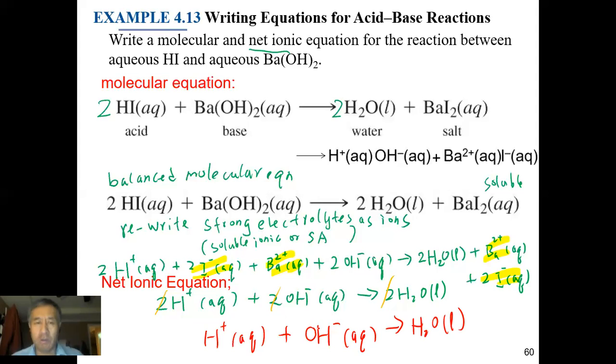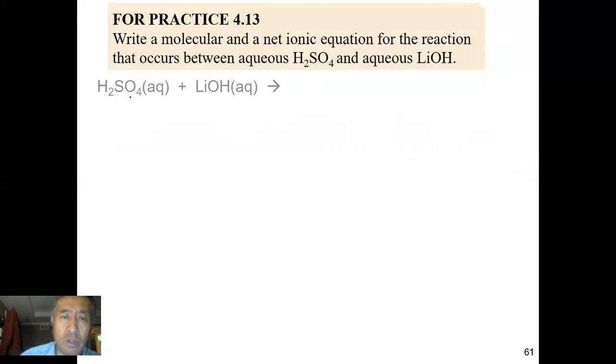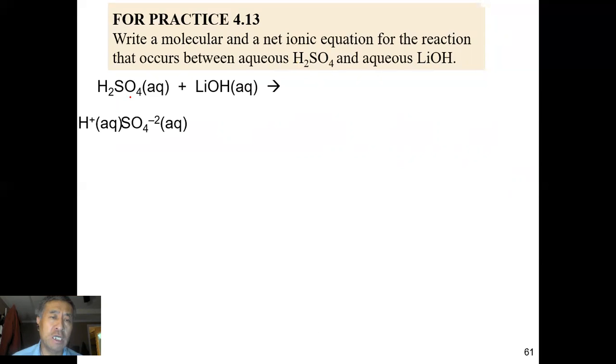Right, and this practice is to write a molecular and a net ionic equation for the reaction that occurs between sulfuric acid and lithium hydroxide. So you start with the formulas for the two reactants. Then you identify, in the acid, the H plus, and the negative ion for H2SO4 is SO4 2 negative. Then for the LiOH, the positive ion is Li plus, and the hydroxide is OH negative.